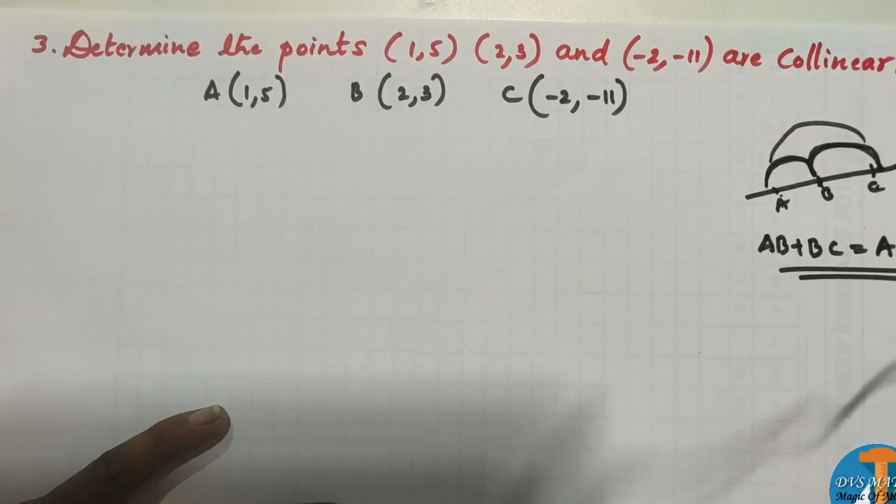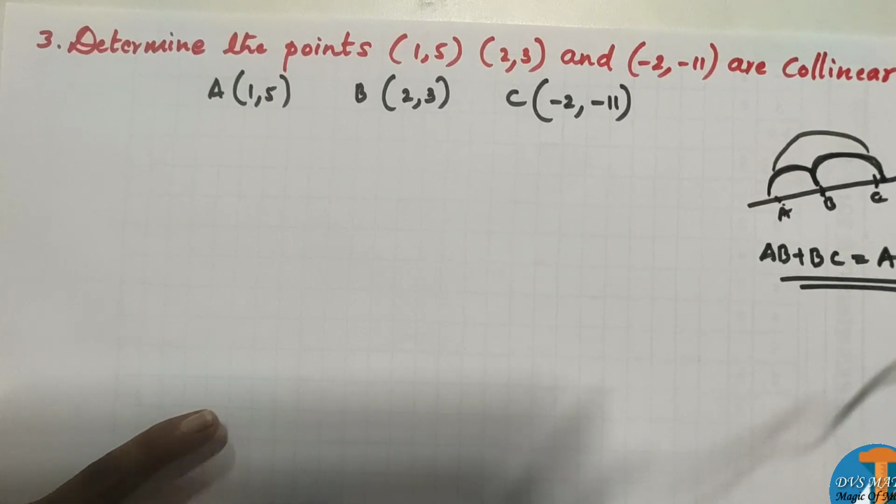Okay, if they are collinear, so this is the condition. AB plus BC should be equal to AC. Okay, let us find now.